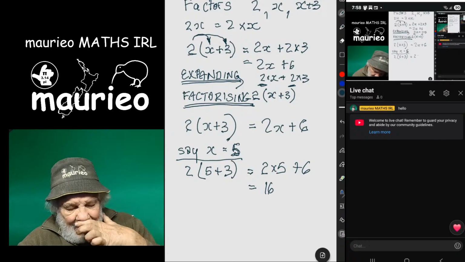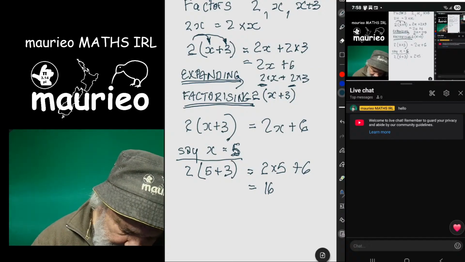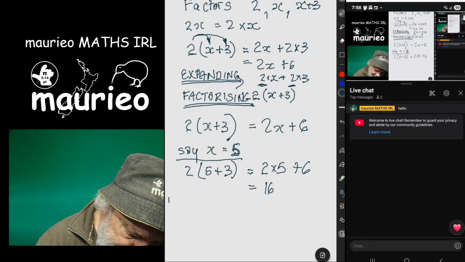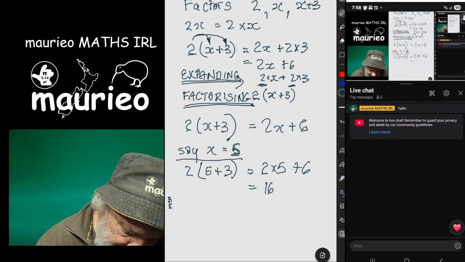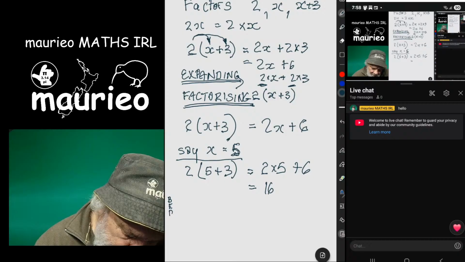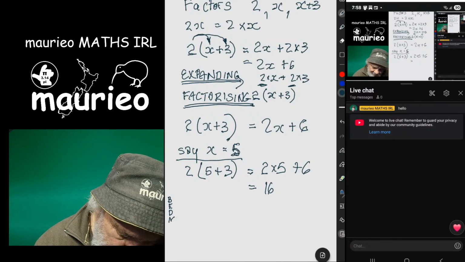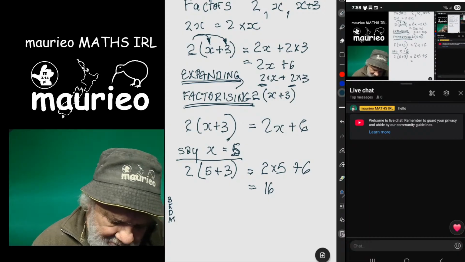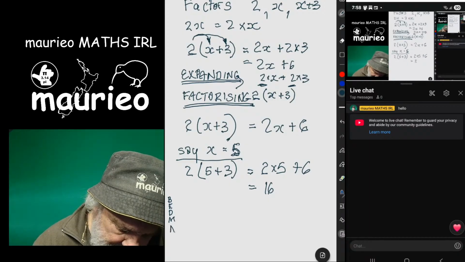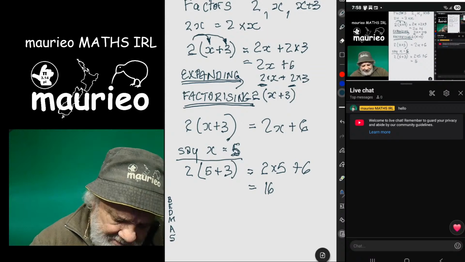And here, we remember we use brackets first, then exponents, division and multiplication together from left to right, addition and subtraction together from left to right.